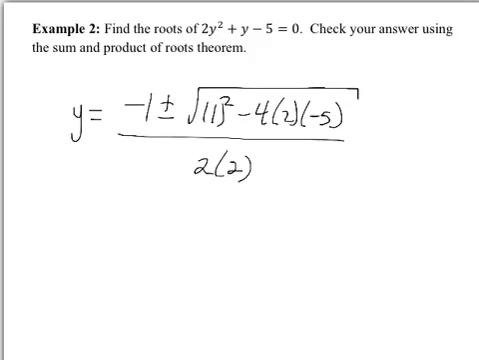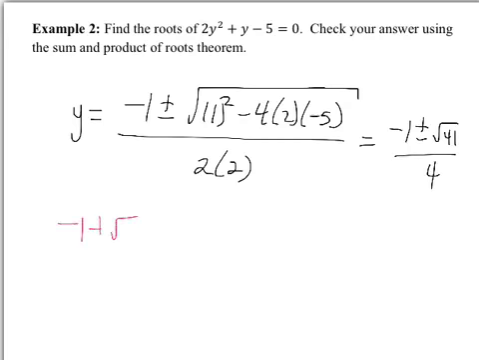Now for a problem like this, our result ends up being negative 1 plus or minus root 41 over 4. And we want to check that these answers are right as roots based on using the sum and product of roots theorem. So we have two roots clearly, and they're binomial conjugates. So if we find the sum of them, we could say, alright, well let's see.